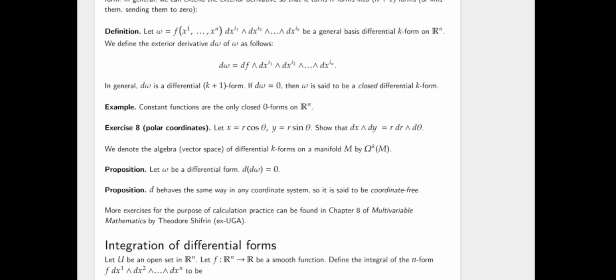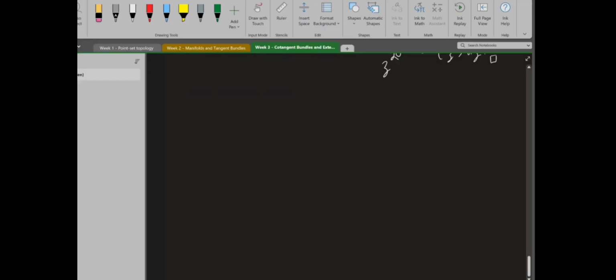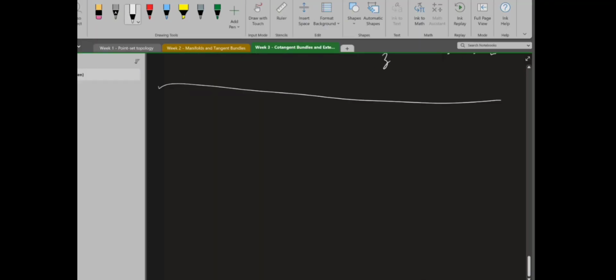We did this one in class, but just in case, I'll redo it real quick. You take the one form for integration of areas in 2D in Cartesian coordinates. So that's dx wedge dy. And you want to show that this is equal to r dr wedge d theta. This is called an area form on R2.